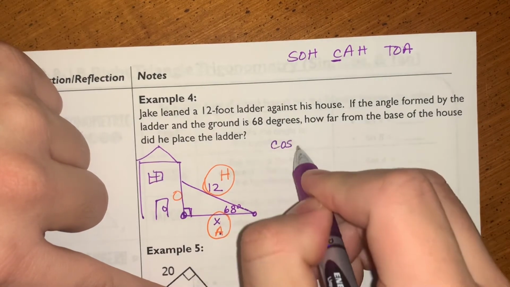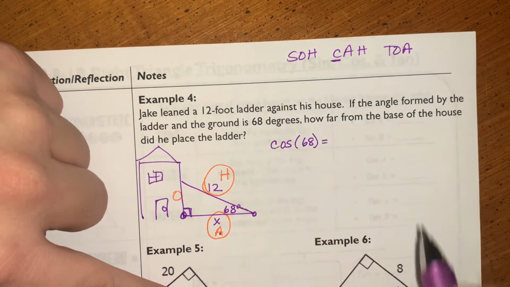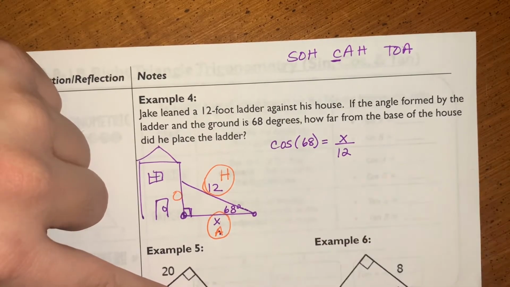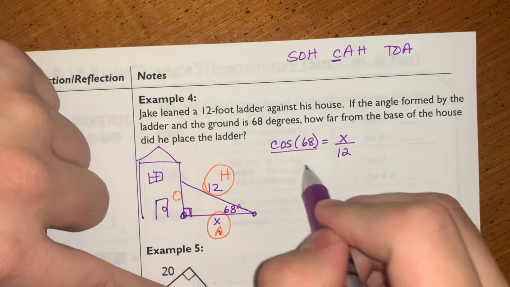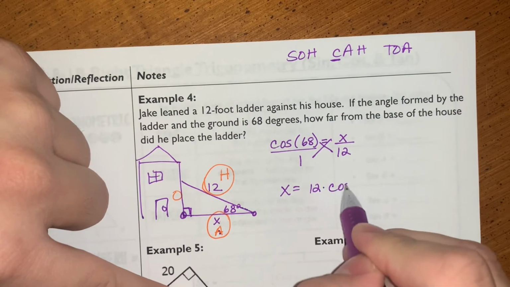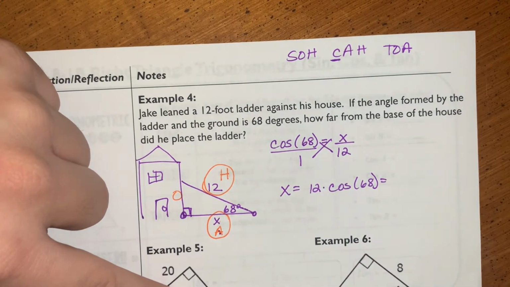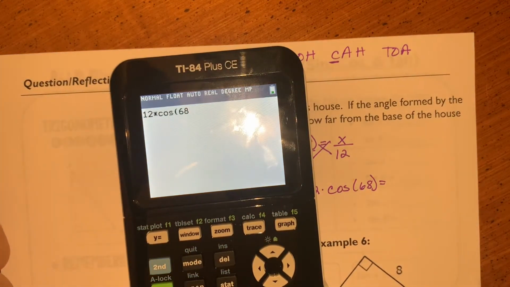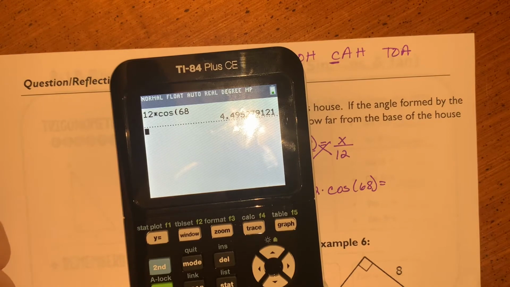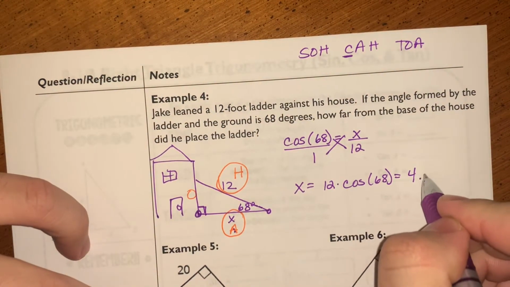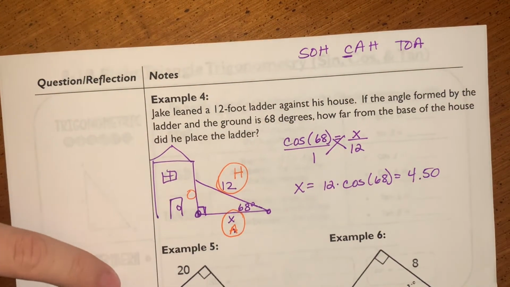So I take the cosine of 68 degrees is equal to adjacent over hypotenuse, so x over 12. And this is one of the easy ones where I just have to multiply the 12 with the cosine of 68. So if I cross multiply, I have x is equal to 12 times cosine of 68, which, let's go ahead and turn my calculator back on. 12 times the cosine of 68, and I have 4.95, 2 decimal places. So 4.95. My bad. I don't know why I struggled with that.